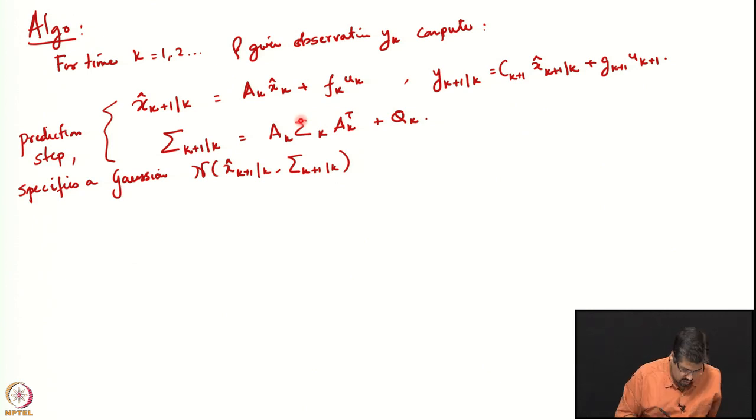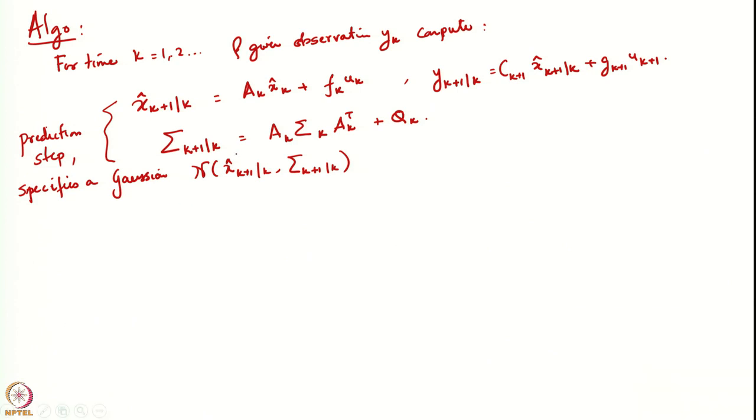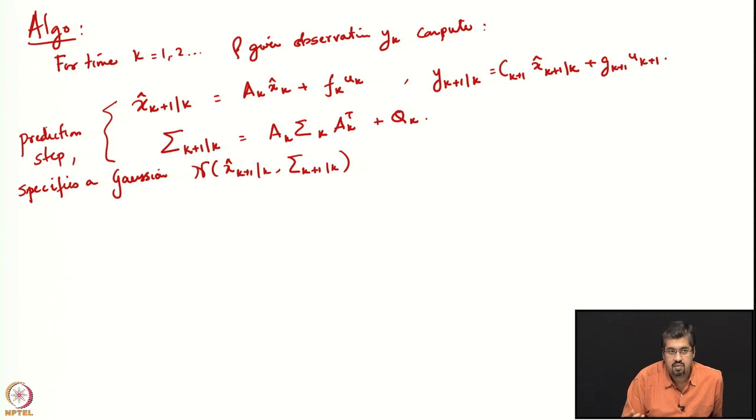So putting these two together, now what we need to do is use this to compute the similar mean and covariance at the next time step. So you have s k plus 1. What we need to do now is compute a similar mean and covariance for the next time step. In other words, the next step is the measurement update step. To do the measurement update step, let us write out some intermediate calculations.